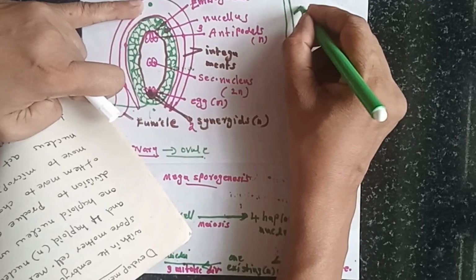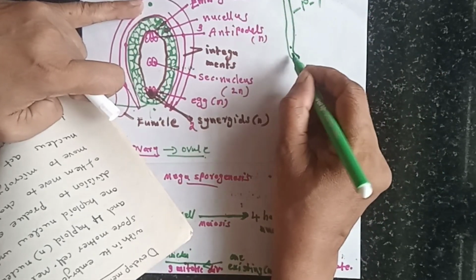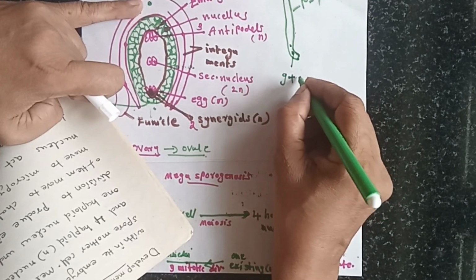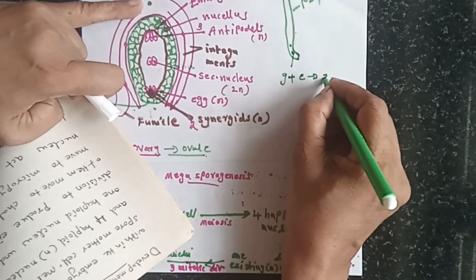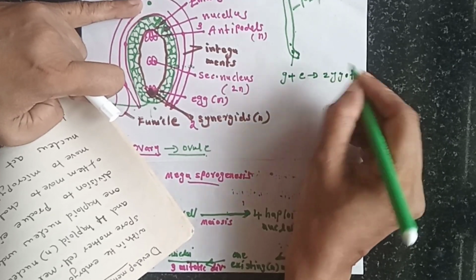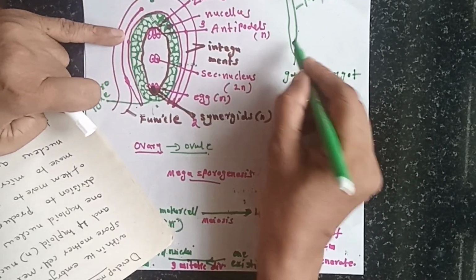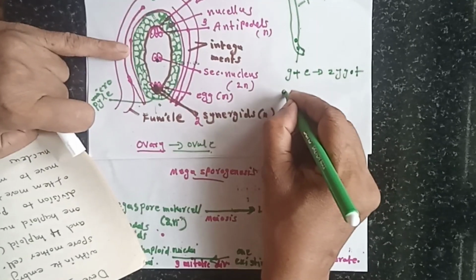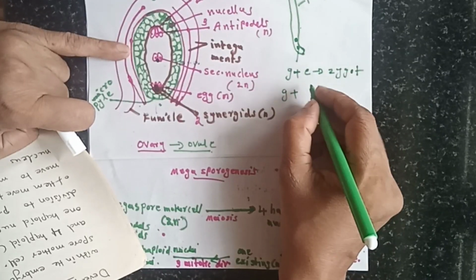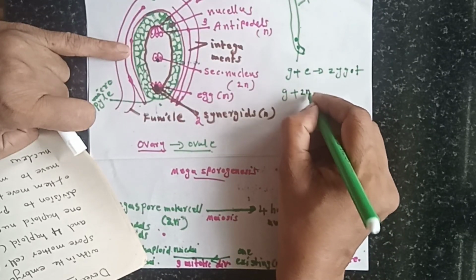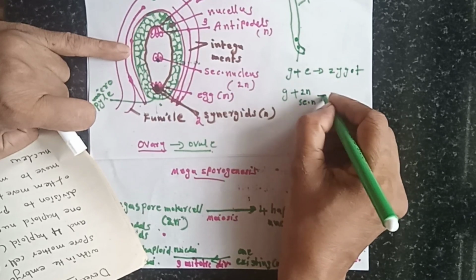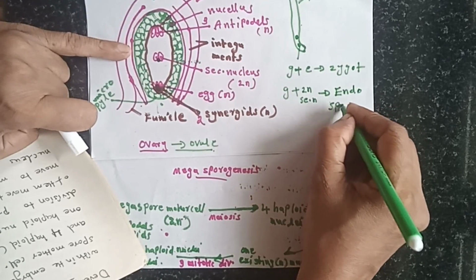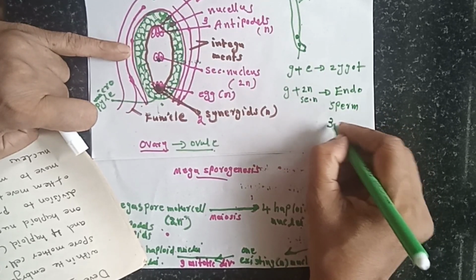This is the pollen tube. One of the generative nuclei fuses with the egg cell to form a diploid zygote, and another generative nucleus fuses with the secondary diploid nucleus to form endosperm, that is triploid.